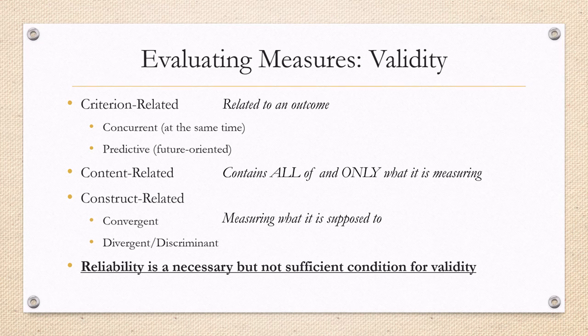So reliability is a necessary component of validity, but it is not a sufficient condition for validity. As we discussed, something can be reliable, but not be valid. But a measure has a hard time being valid if it is not reliable.